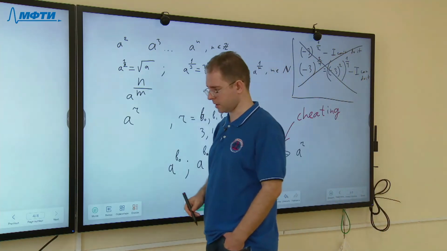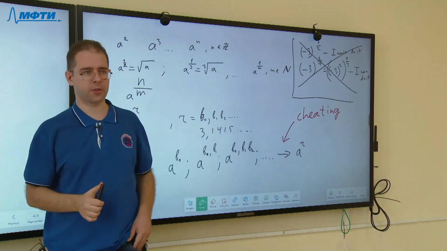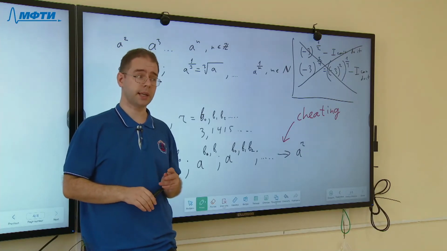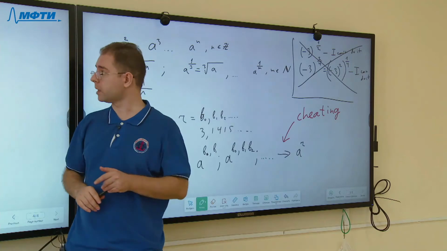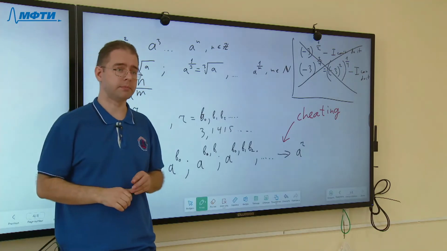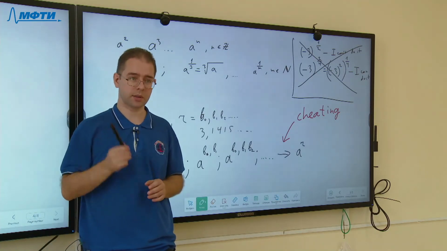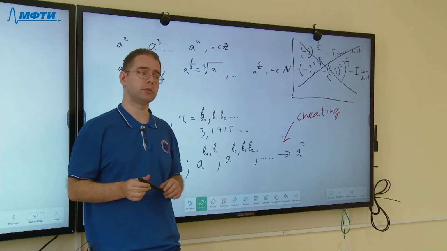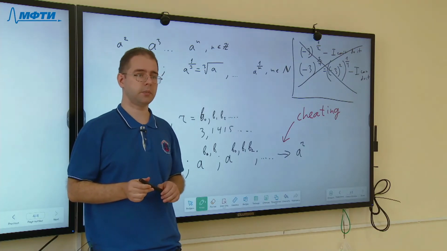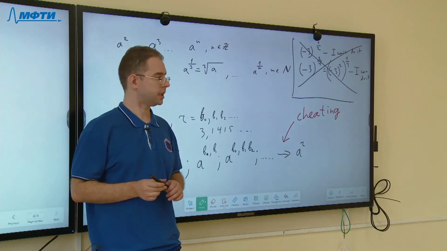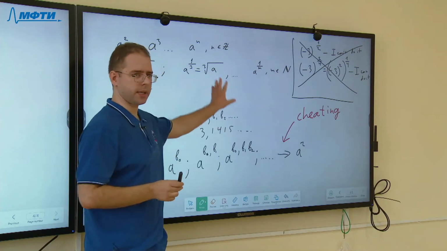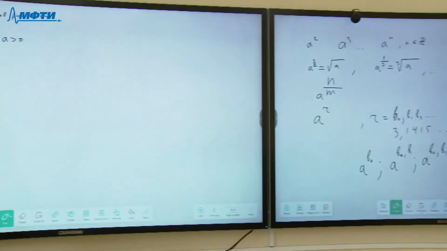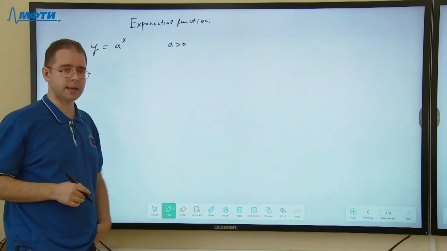Much later, in the 3rd year, when we discuss complex analysis, we'll have a better explanation about these powers, and we will be able to raise any number to any power, and it would be much more complicated than this. I mean, the answer would be much more complicated. So a power x, a is positive.